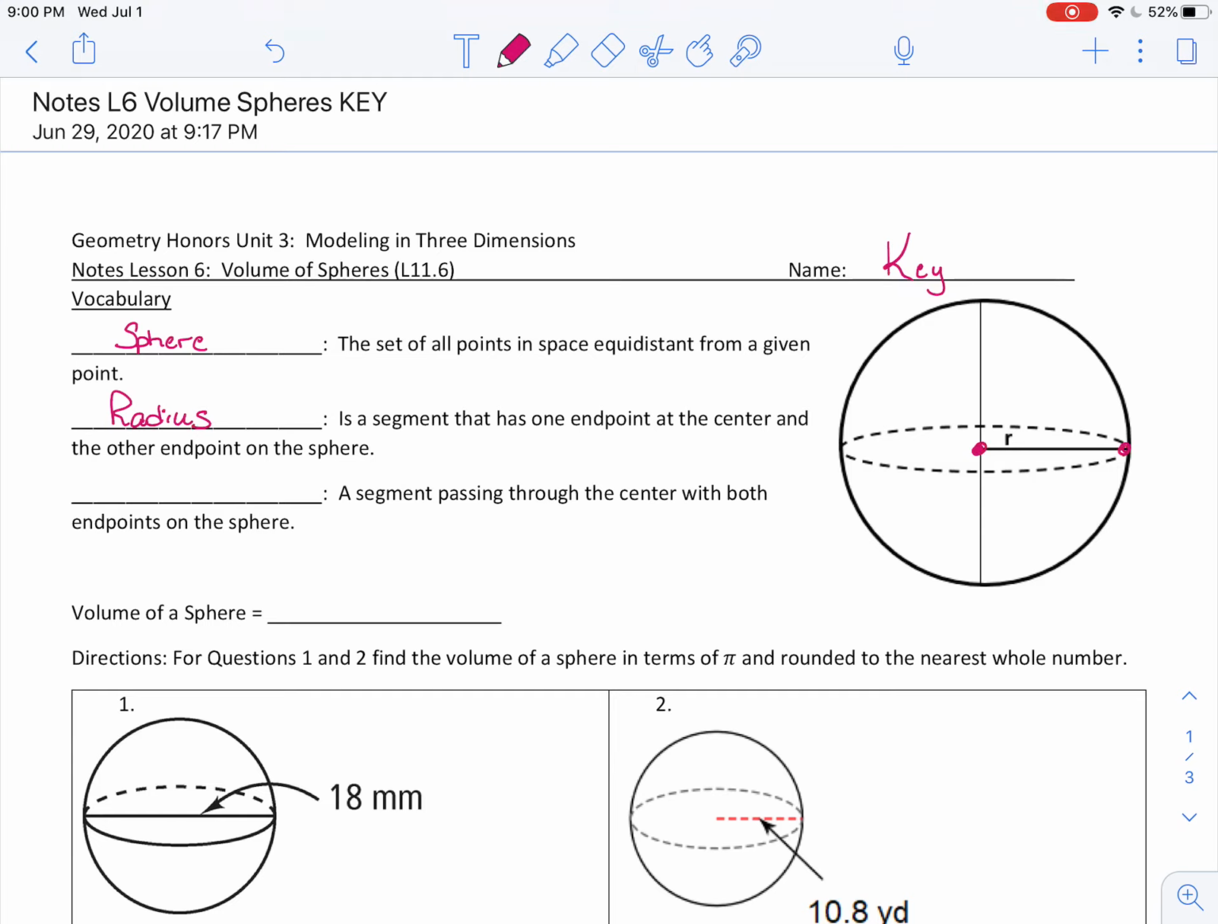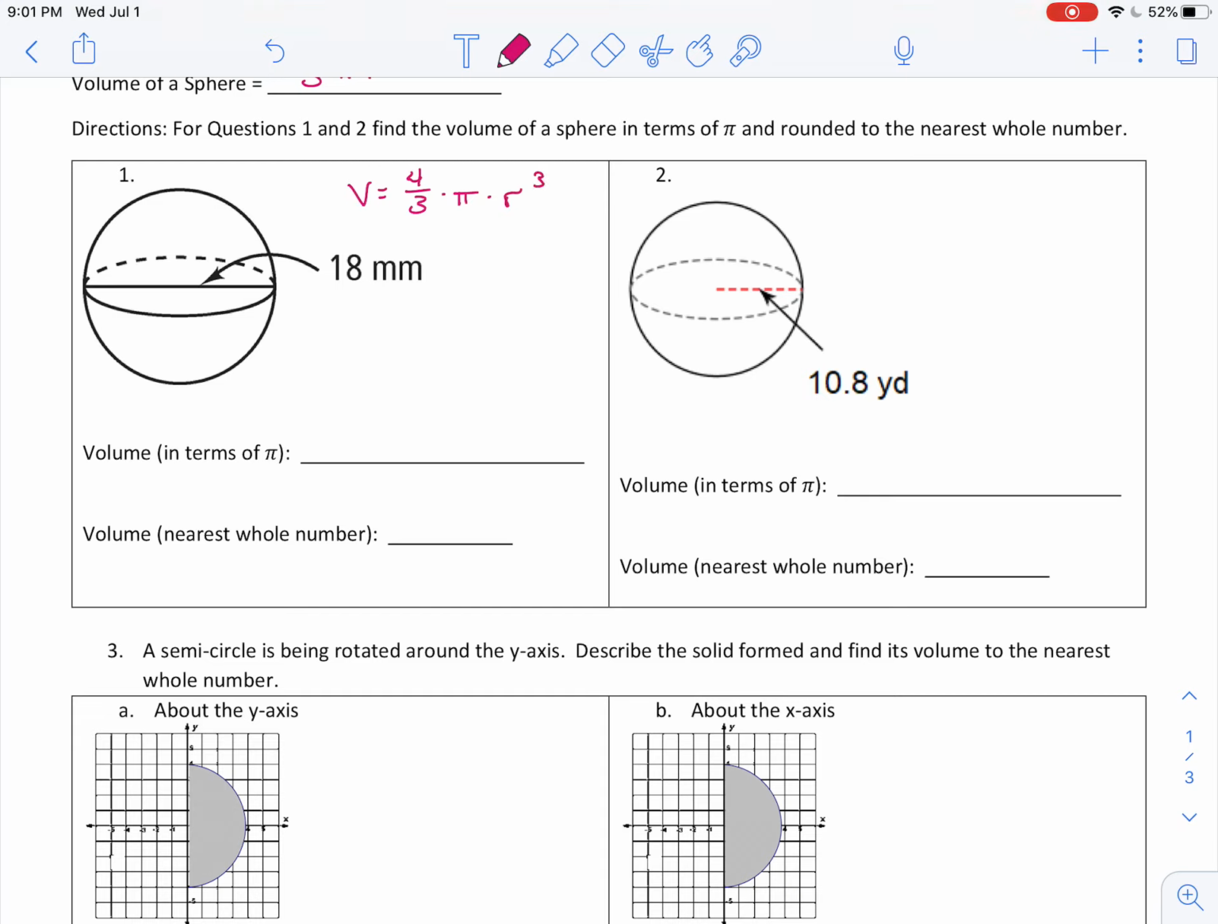Now, the formula for the volume of a sphere is weird, and I have no idea where it comes from, but it's 4/3 times pi times the radius to the third power, which, remember, this means r times r times r. You're taking that radius length times itself 3 times. So that's what we're going to use for this first sphere. We're going to take 4/3 times pi times r cubed.